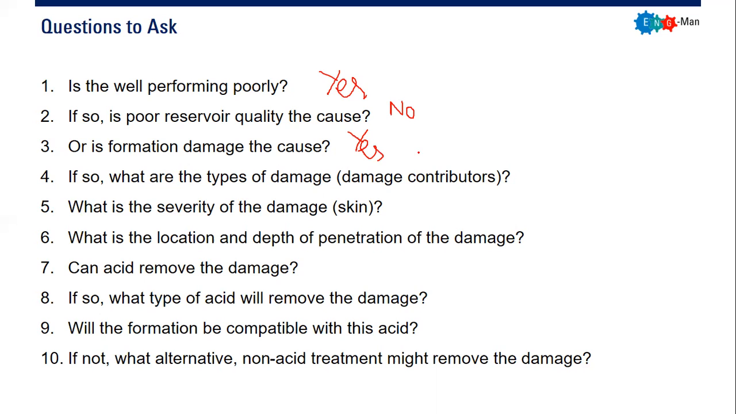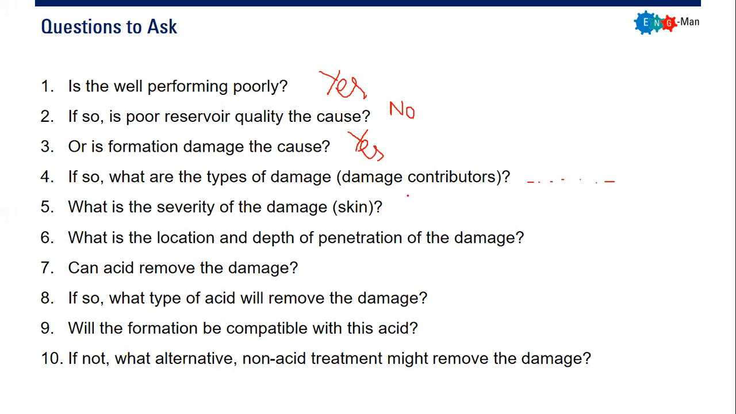So what are the types of damage? You can say scale, or maybe minerals, maybe solids, and we call them mechanical damage. You can answer this by yourself. You understand already.